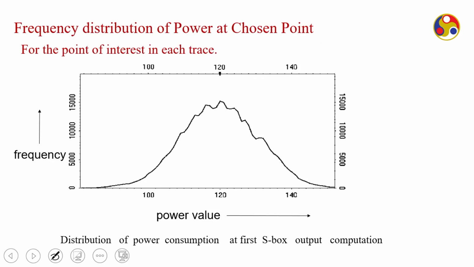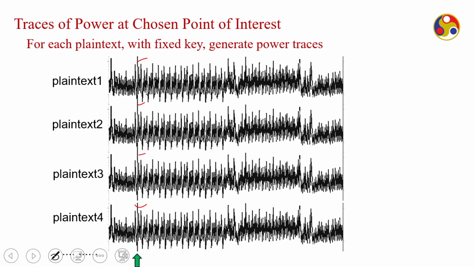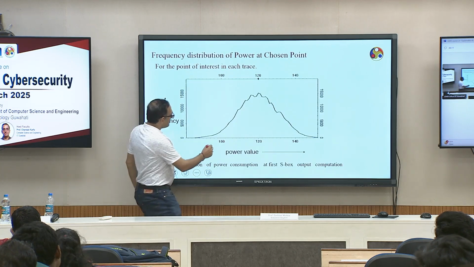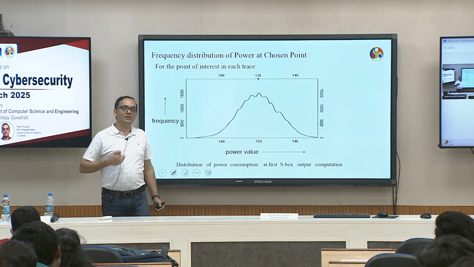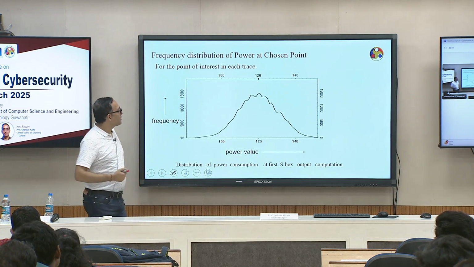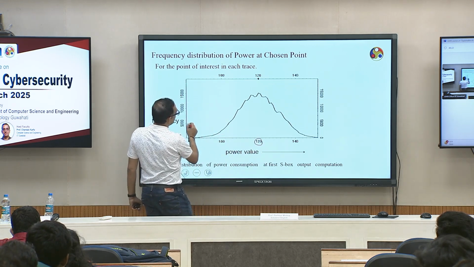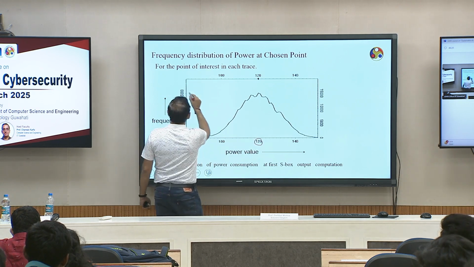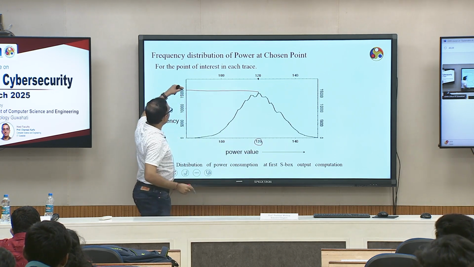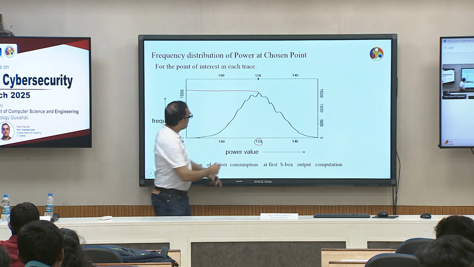So, now what will I do? Now I will run many encryptions, okay, and I will put this in a frequency distribution. You can see that this x axis is the power value, whatever the power consumption. So, what I am doing here is, say, running probably 10,000 or 20,000 plain texts, and I will measure for how many such plain texts the value of power is 120. I found that for almost 15,000 texts the value is 120.